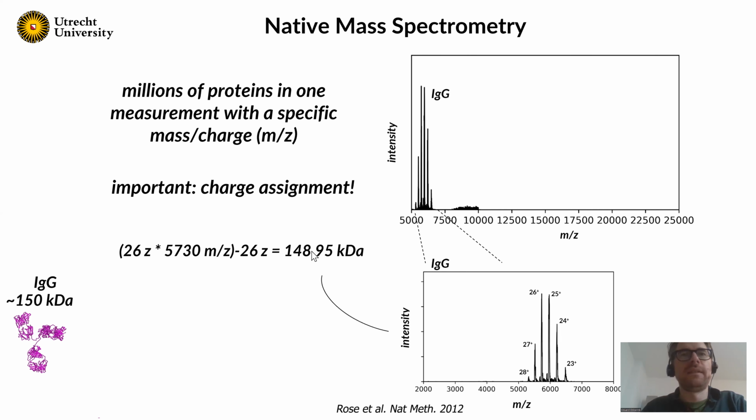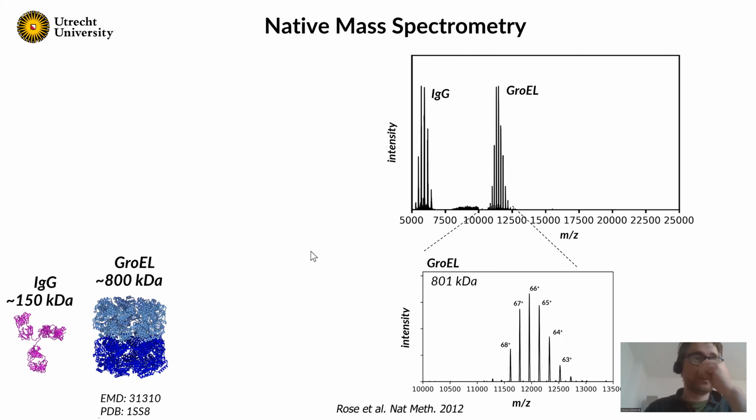Okay, so let's go further, to a bit bigger protein. It's a protein complex, actually, GroEL, a chaperone from E. coli. It's a complex, so it has different subunits that are non-covalently associated, and it's about 800 kilodaltons. Can we also measure this? Yes, so GroEL can nicely spray into the mass spectrometer and be analyzed in the Orbitrap. And we get a mass spectrum right here.